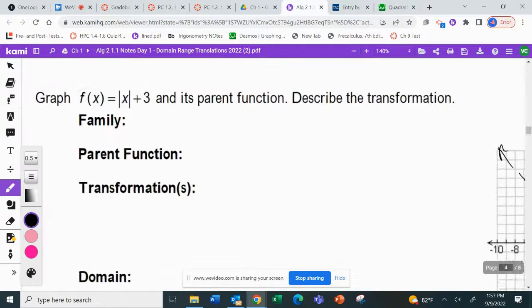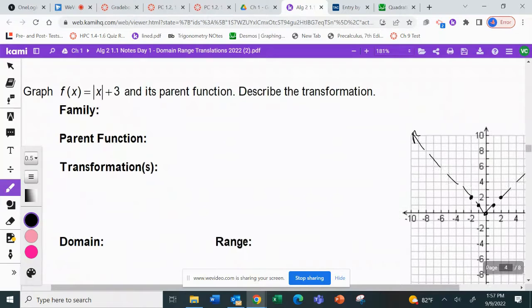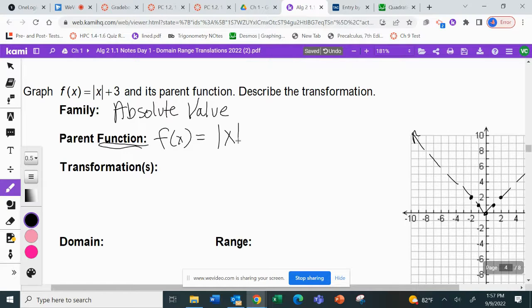Now, the family, what name? Family name? The absolute value family, yep. Parent function would be f of x. When you see the word function, you want the f of x. F of x equals absolute value of x. That's the parent function. That's what I just graphed in black.